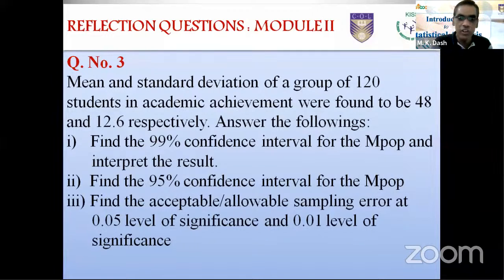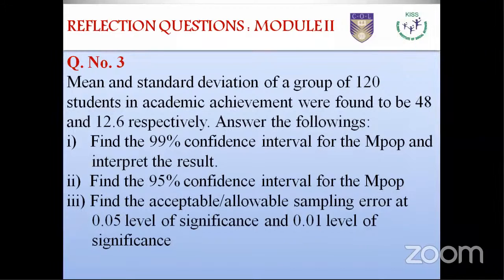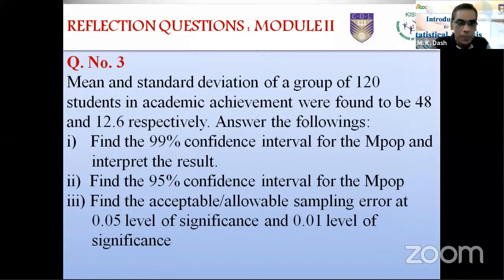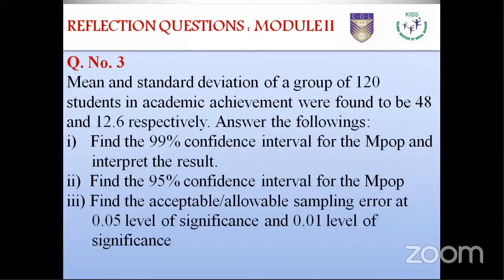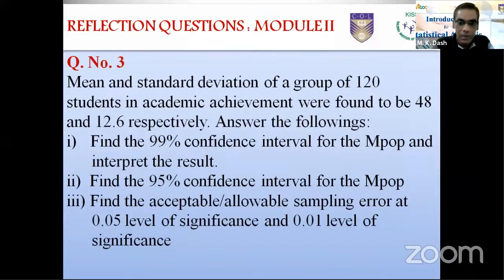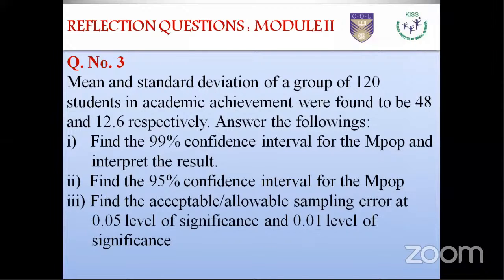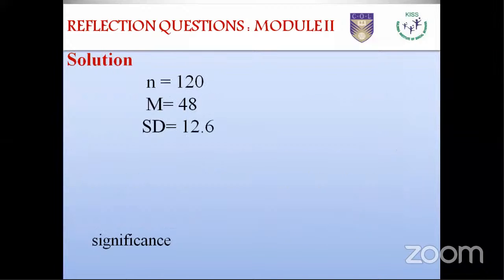Just analyze the question without considering the whole aspects. If you analyze, it will be easy for you to further proceed. Your total number of students is 120. Mean is found to be 48, and the standard deviation is 12.6. Now we have 3 bits. Let us consider each bit one by one. So this is our question.